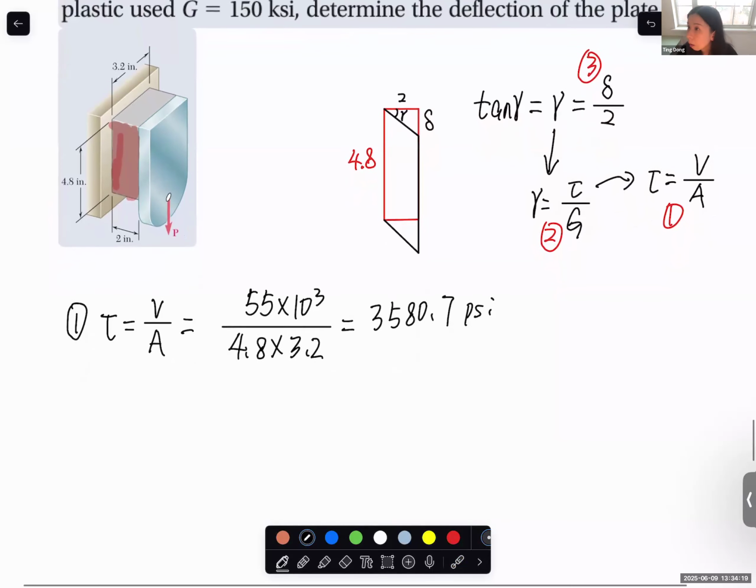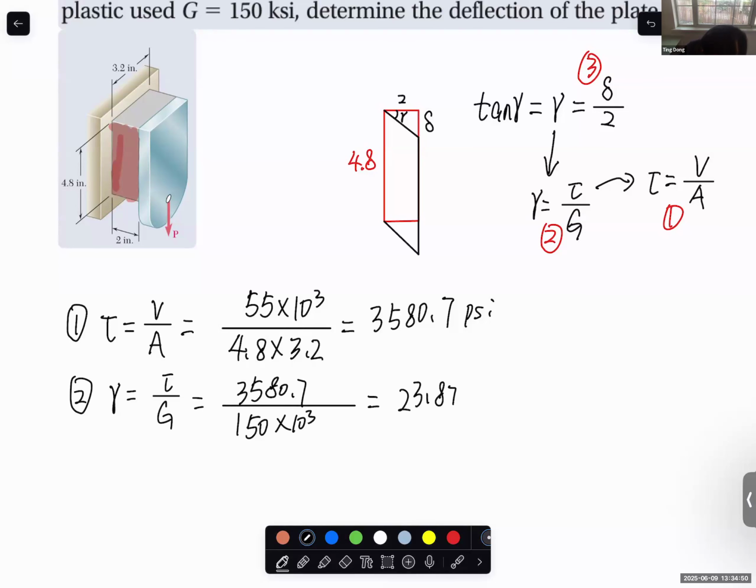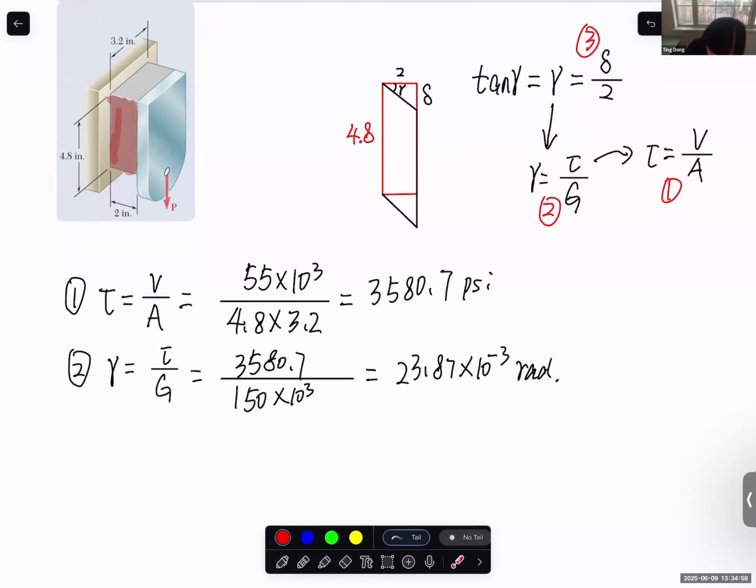PSI. Second step, shear modulus given. So this step is easy. Shear strain is shear stress over shear modulus. Shear modulus 150. Shear strain in radians. It's an angle. It's a reduction angle. It's here.